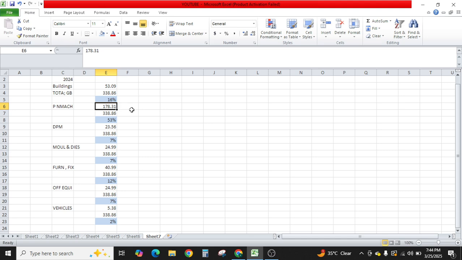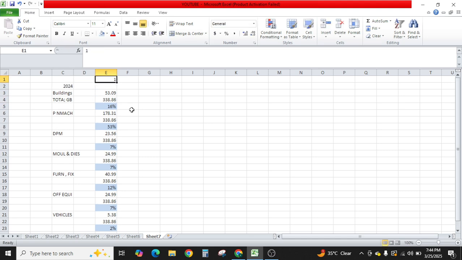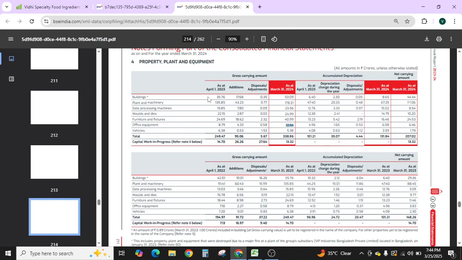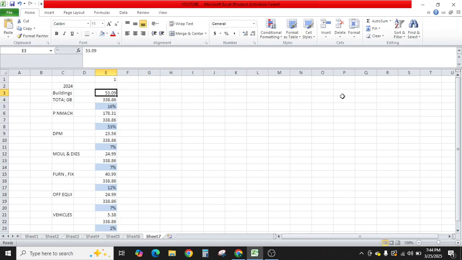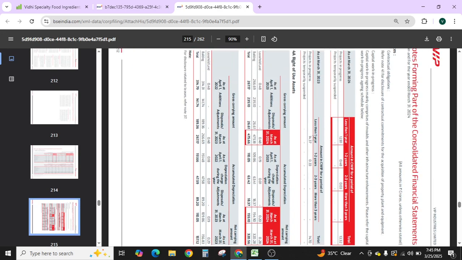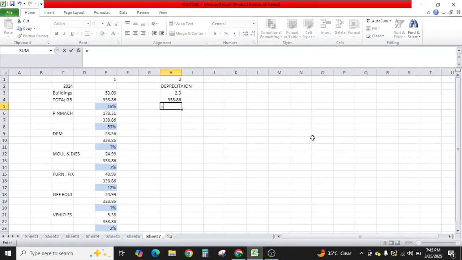So we can do one thing like this. Another thing which we can do is take the depreciation for the year for building, which is 2.30. This is the second analysis which we are doing: depreciation divided by total gross block only, which gives 33.86. Sorry, the same way we can do this for the next line item.